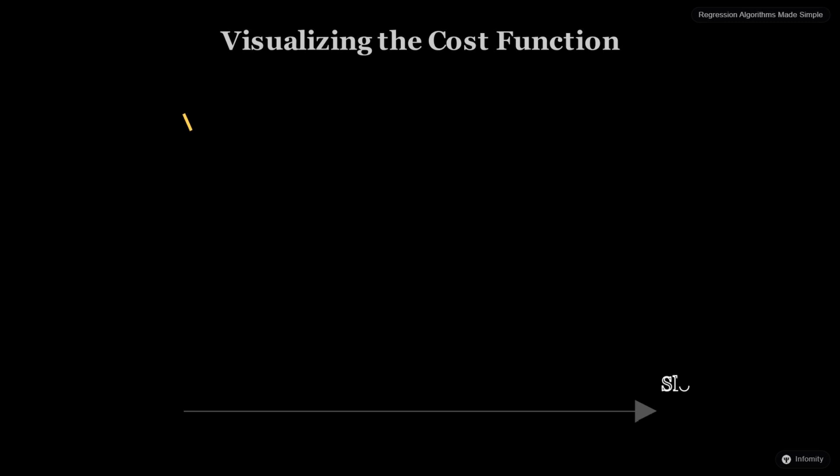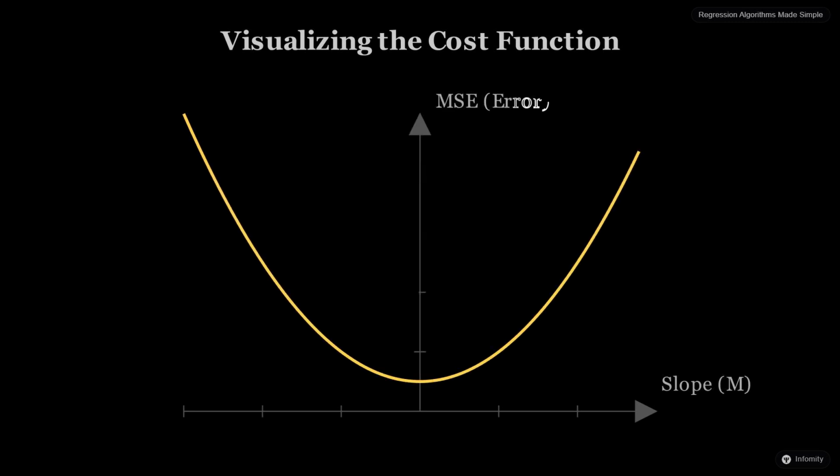To better understand how we find the best line, let's visualize the cost function. If we fix one parameter, say the intercept, and vary only the slope m, the mean squared error typically forms a U-shaped curve. This curve shows us that some slopes result in very high errors, while others lead to much lower errors. Our optimal line corresponds to the point on this curve where the mean squared error is at its absolute minimum. This visual helps us see the target we're aiming for.